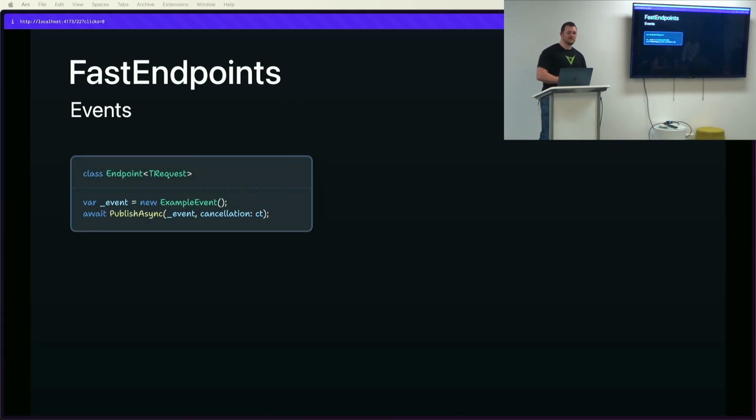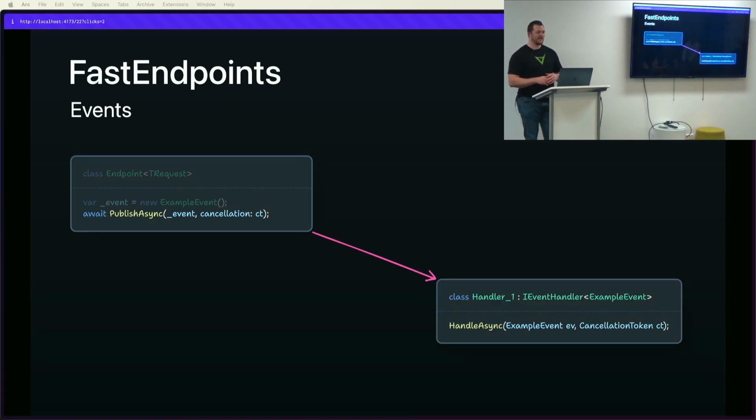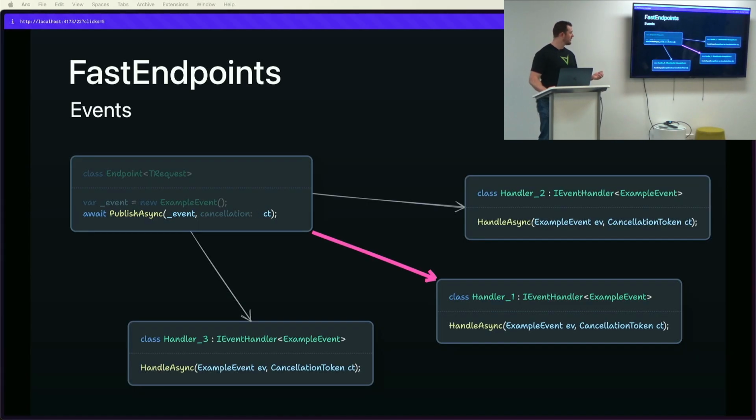So raising events in FastEndpoints is pretty straightforward. We create an event inside an endpoint and publish it with publish async. Any event handlers with that event provided as its type parameter will be invoked, and we can wait for any one of our handlers to complete execution, or we can wait for all of them, or we can wait for none. Events can also be invoked from outside of an endpoint if required by having our event class implement IEvent, which exposes a publish async method on the event itself.